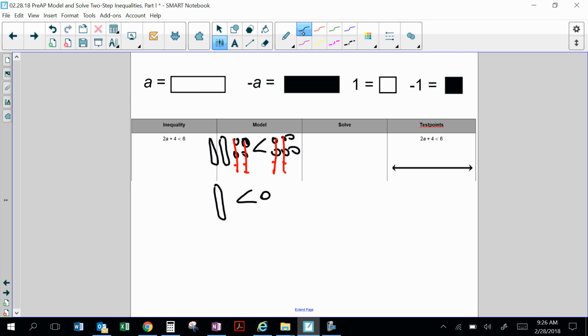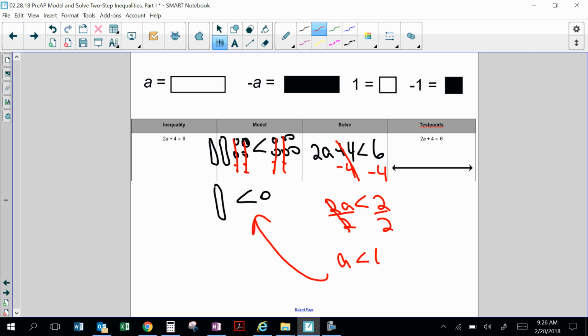Now let's do the solving part of it. On your next quiz and test, you've got to be familiar with both. You have to know how to model it, and you have to know how to solve it algebraically. You cannot do one or the other. You need to know both. So let's look at the first one. Is the a isolated on the left side? No. What's the inverse of plus 4? Minus 4 on both sides. These cancel. 2a is less than 6 minus 4, which is 2. I divide both sides by 2. These cancel. a is less than 1.